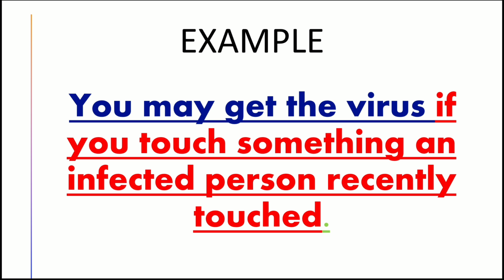Example, you may get the virus if you touch something an infected person recently touched. Kapag tinignan natin, may dalawang clause dito. We have the if clause and the main clause. Ang unang clause na makikita natin dito is the main clause. Okay? Followed by the if clause. In the main clause, we have the subject you, we have the modal verb may, and the verb get, which follows the structure of the main clause. Okay? And if clause, we have the word if, we have the subject you, and we have the verb touch. Okay? And we are using the base form of the verb because we use you. And you, even though it is singular, is an exception.